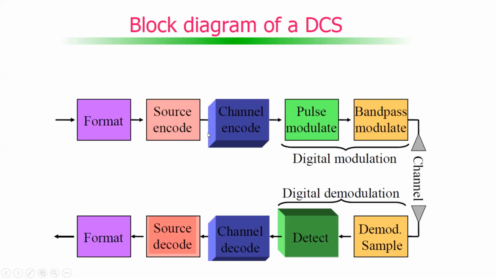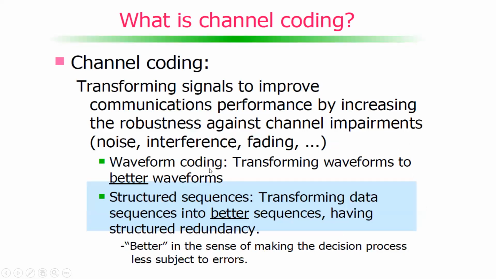So at the transmitter, you do the channel coding, and at the receiver, you perform the channel decoding. The rest I have already explained in this diagram, right? And I have also covered what channel coding is. Channel coding is transforming signals to improve communication performance by increasing the robustness against channel impairments like noise, interference, fading, etc. So basically, the channel will introduce noise to the signal, and channel coding is done to mitigate the effects of noise. All right.